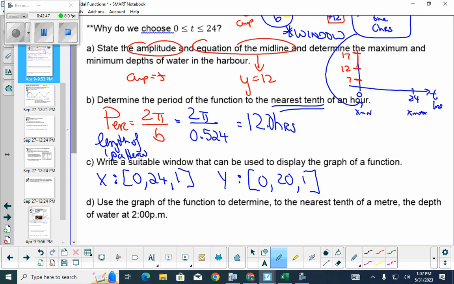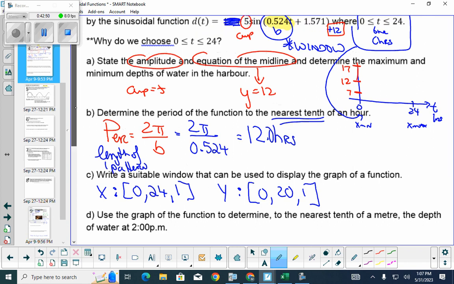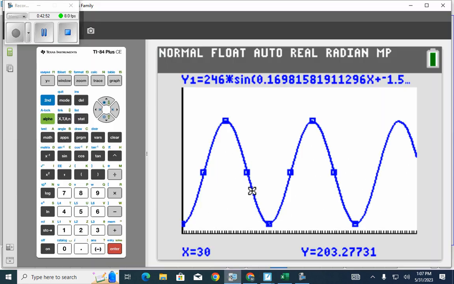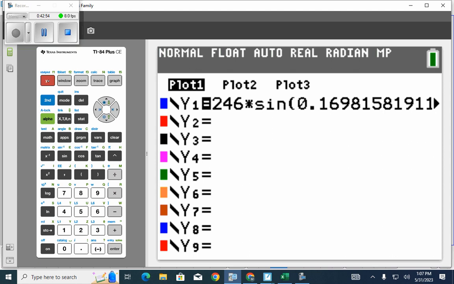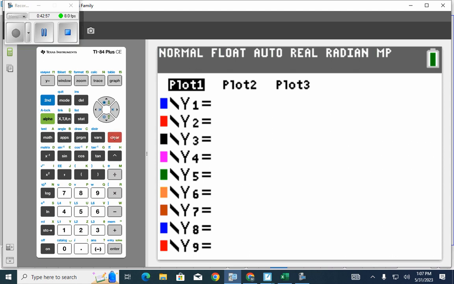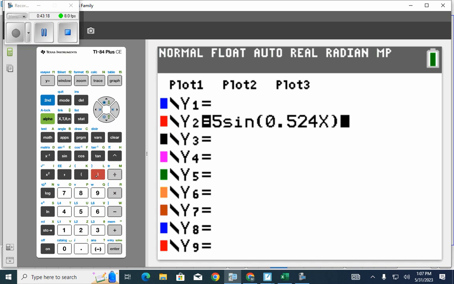Okay, so let's plug this in. 5 sine, so I'm just going to clear this out. Now, I'm not using regression, so what do I have to do? When you're not using regression, you have to go up to plot 1 and unbold it. Okay? So 5 sine 0.524 x, then finish off that bracket and go plus 12 on the end.